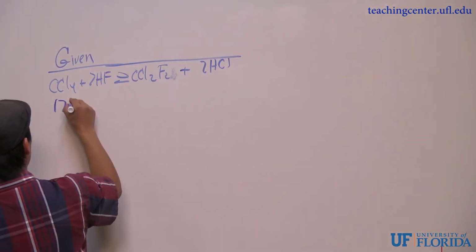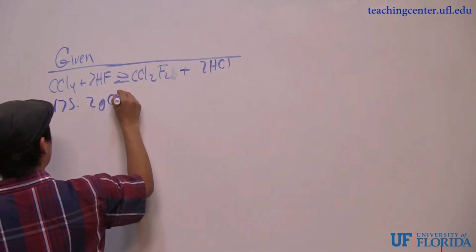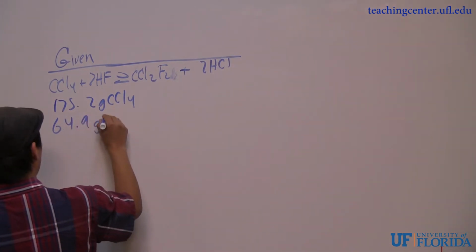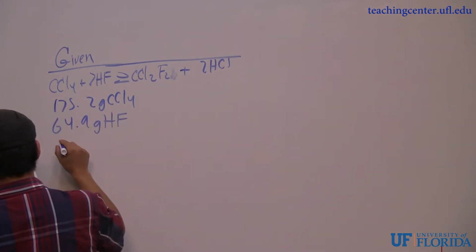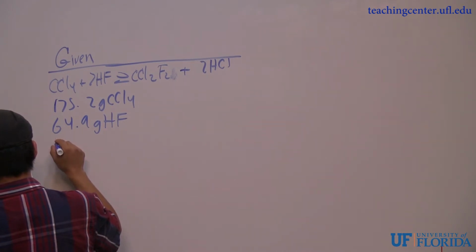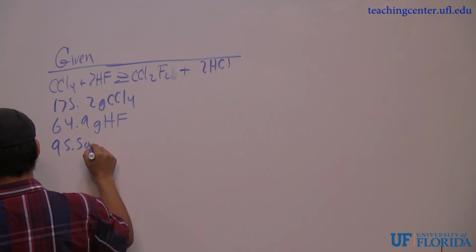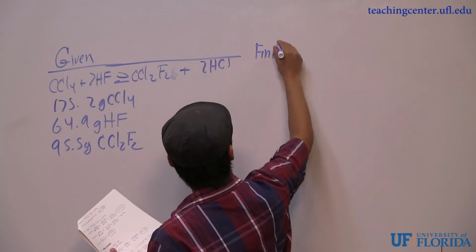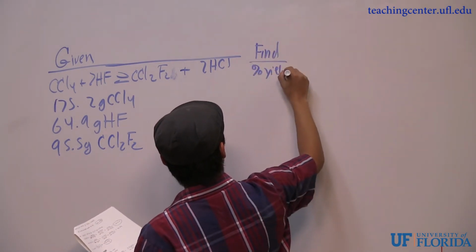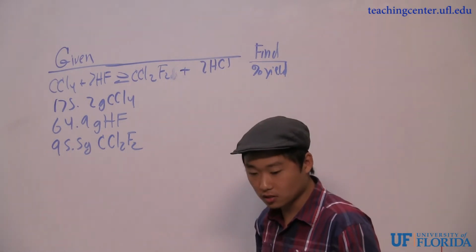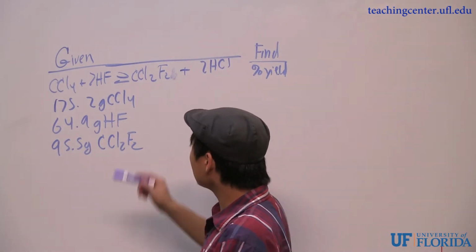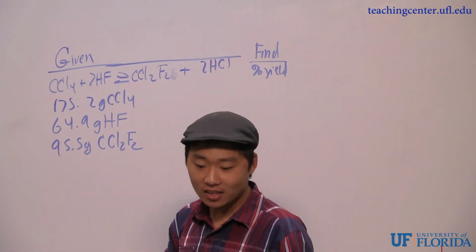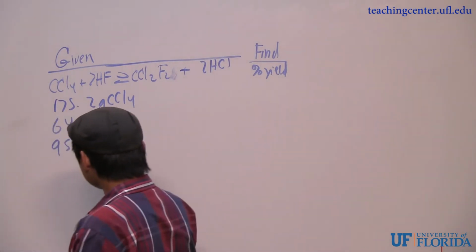Anyway, so we have 175.2 grams of CCl4, and we have 64.9 grams of HF. And we know that we make 95.5 grams of CCl2F2. We want to find the percent yield. So the first thing we're going to do, guys, is set up a stoichiometric relation. And once again, we have two different reactant values, so this is a limiting reactant problem. So let's do it.